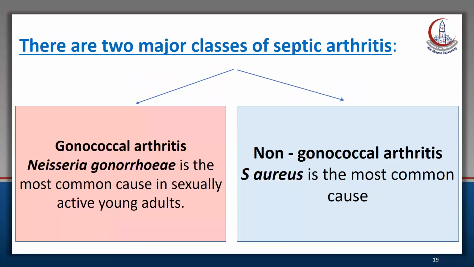There are two major classes of septic arthritis. It's either gonococcal arthritis or non-gonococcal arthritis. Gonococcal arthritis, from its name, is caused by Neisseria gonorrhoeae, the most common cause in sexually active young adults. Non-gonococcal arthritis, also the main player in this arthritis is Staph aureus.